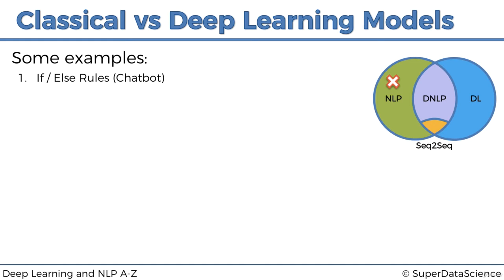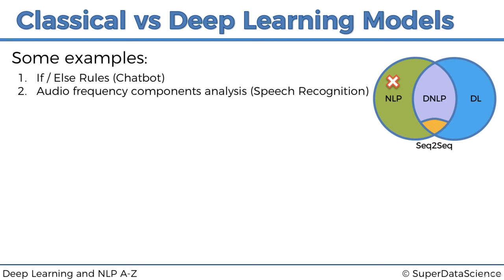The next natural language processing model we will look at is called audio frequency components analysis, and it's used for speech recognition and sits over here. So we're purposefully looking at different examples, so not just chatbots, we're looking at different applications. So you can see that NLP can be applied to speech recognition, and there used to be, or still are, algorithms that use non-deep learning methods for speech recognition, and one of them is audio frequency components analysis.